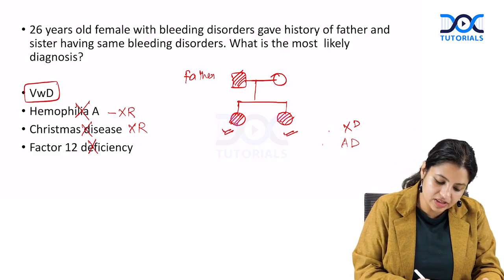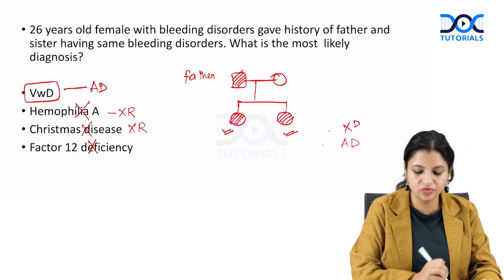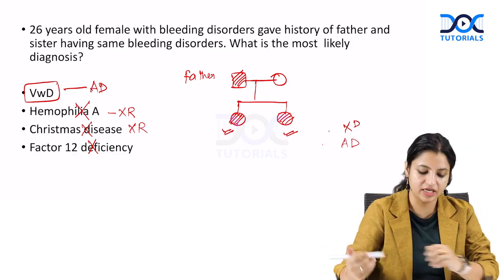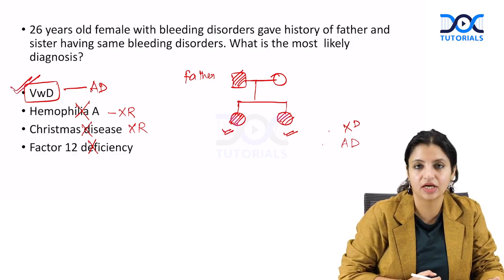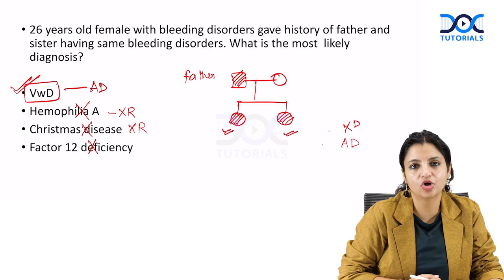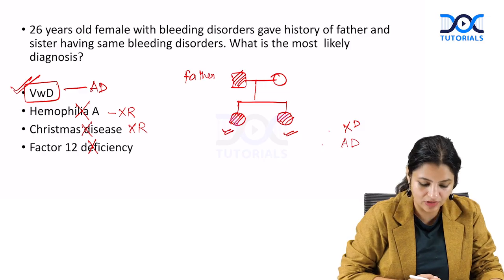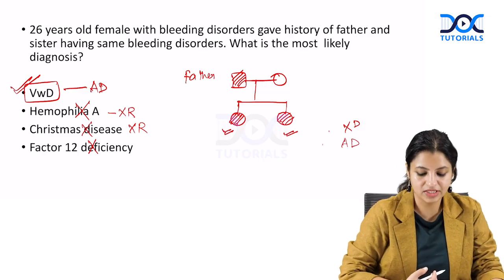So von Willebrand disease is an autosomal dominant inheritance. So yes, from the history provided, I can say that it is an autosomal dominant inheritance, and this can fit into the diagnosis. So it's an autosomal dominant inheritance, which can be von Willebrand disease, right? So that is the answer to this question.